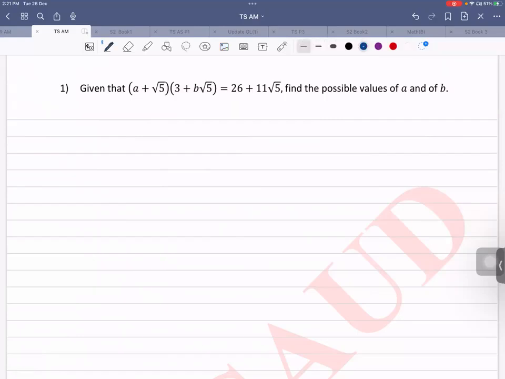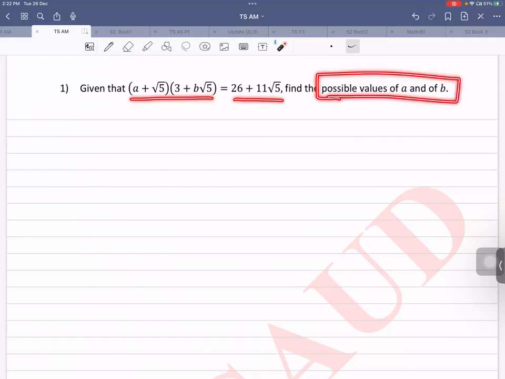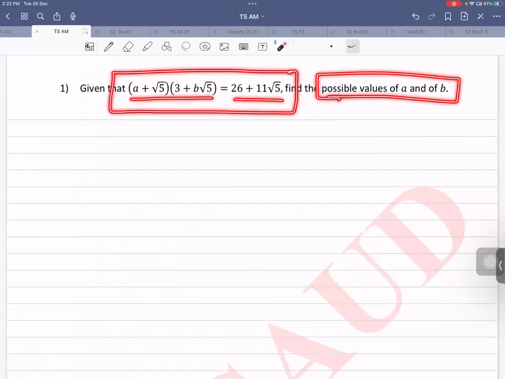Given that (a + √5)(3 + b√5) is equal to this, find the possible values of a and b. Before you start solving the question, can you tell me how we are going to solve this question?